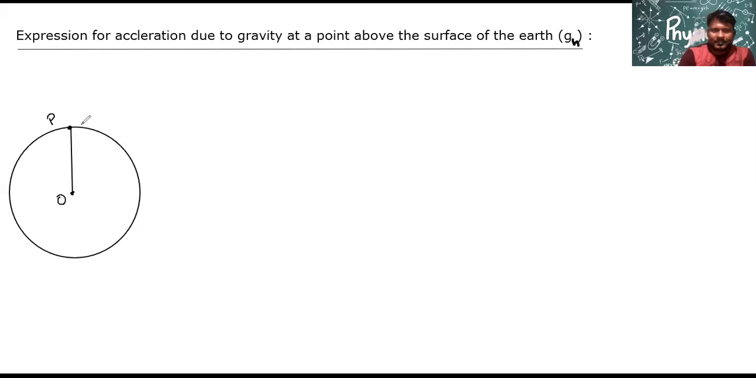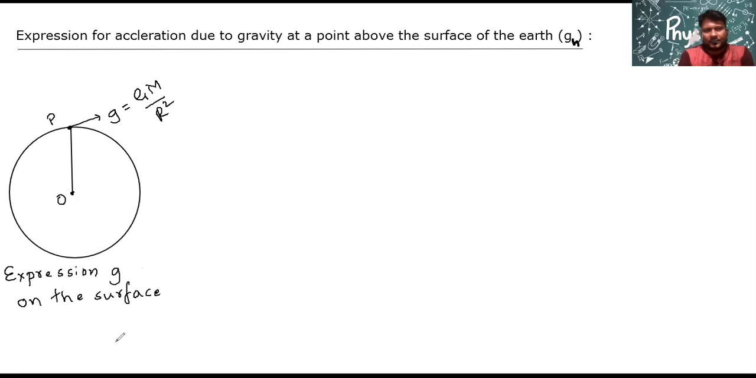Fine. Now at this point, the gravity will be small g is equal to capital G M divided by r square. So we came to know that the expression for acceleration due to gravity on the surface of the earth will be small g is equal to GM divided by r square. Take this as equation number 1.